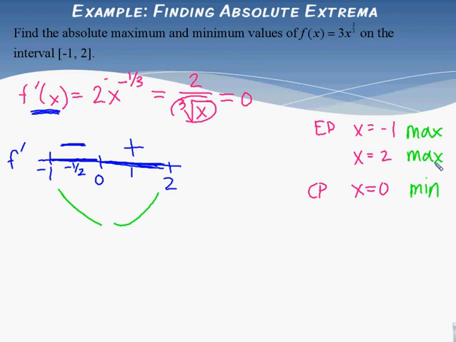We need to figure out the absolutes, however. And so I'm not sure if x equals -1 or x equals 2 is a maximum. We need to figure out which one. So we're going to plug -1 and +2 back into my original to see which one is a larger value.